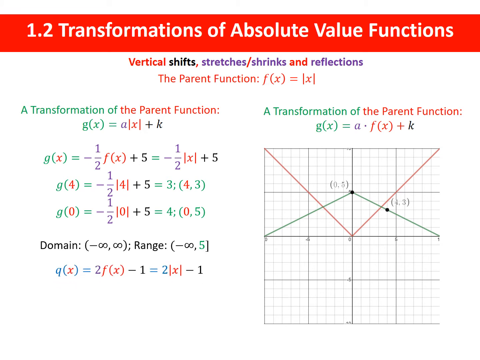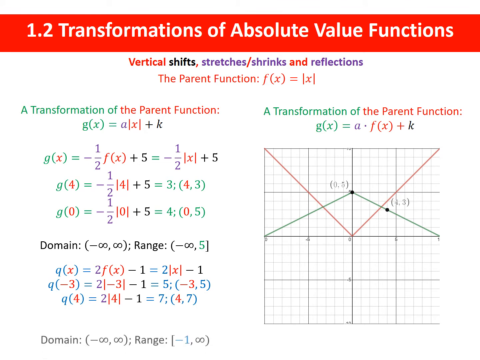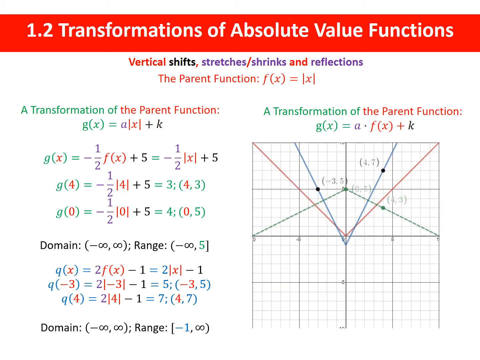Second example, if we take a positive 2 for our amplitude and a negative 1, then we're going to vertically stretch this thing but shift down 1 unit. Here are just a couple of values that are going to find themselves as coordinates on the graph. And when we plot this into the coordinate plane, we'll see that our vertex has gone from the origin down to 0, negative 1, but we've vertically stretched. And you can relate those coordinates negative 3, 5, and 4, 7 on the graph.